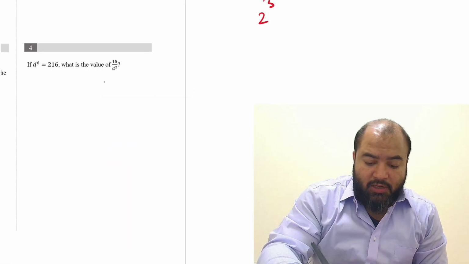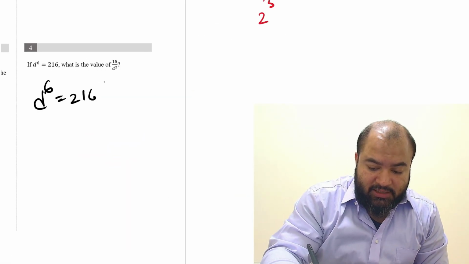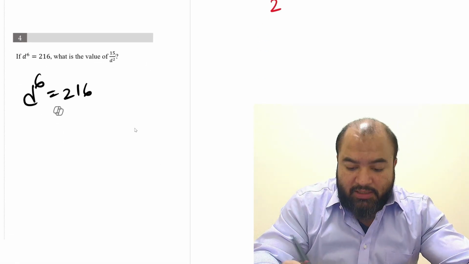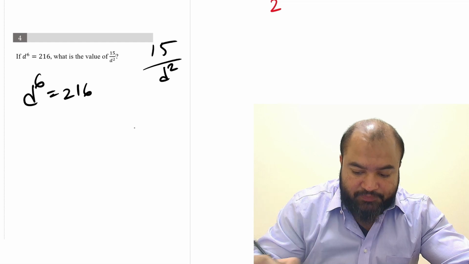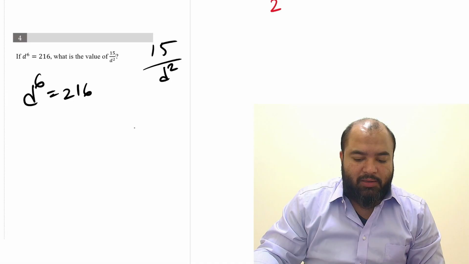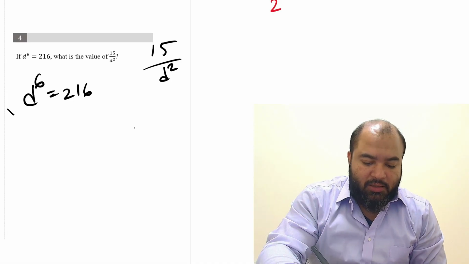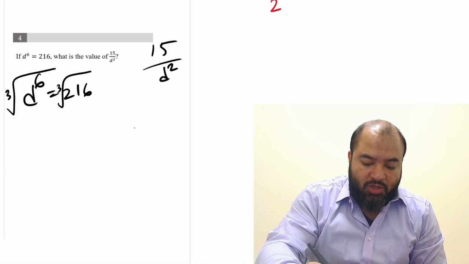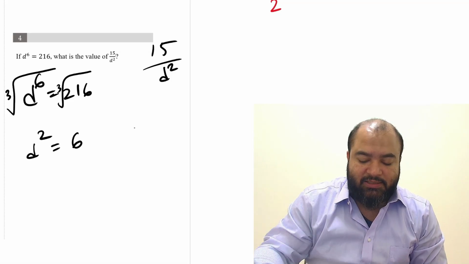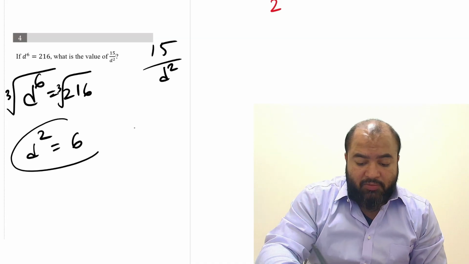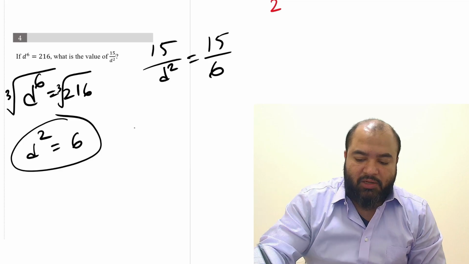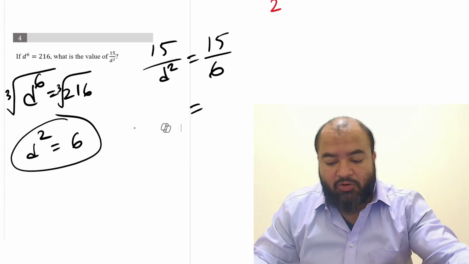Question number 4, we have d^6 equal to 216. If you look at the question, it's asking what is 15 over d^2? Well, d^6, remember, if I cube root a power, it divides by 3. So I'm going to cube root both sides. So the cube root of d^6 is d^2, and the cube root of 216 is 6. So now the problem is solved. So you can say 15 over d^2 is 15 over 6. Now you can use a calculator for that. Answer will be 2.5.